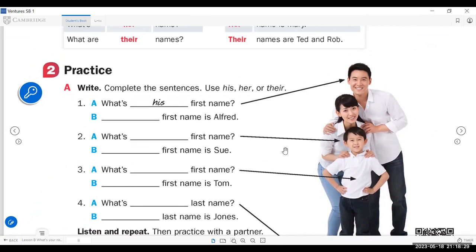Okay. Complete the sentences. Use his, her, or their. You have 5 minutes to do this. Tiene 5 minutos para hacer el ejercicio.